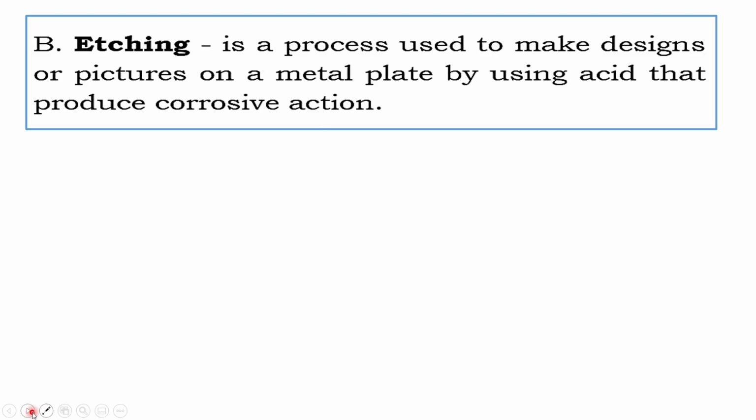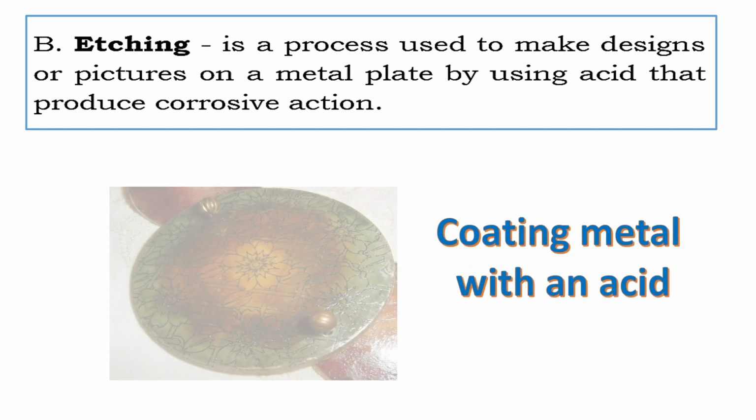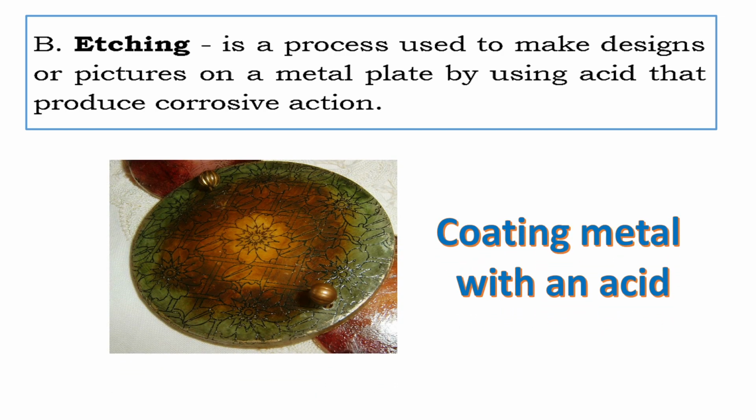Next, we have etching. Etching is the process used to make designs or pictures on a metal plate by using acid that produces corrosive action. So coating metal with an acid, that would be the result, the one that you see on the monitor.